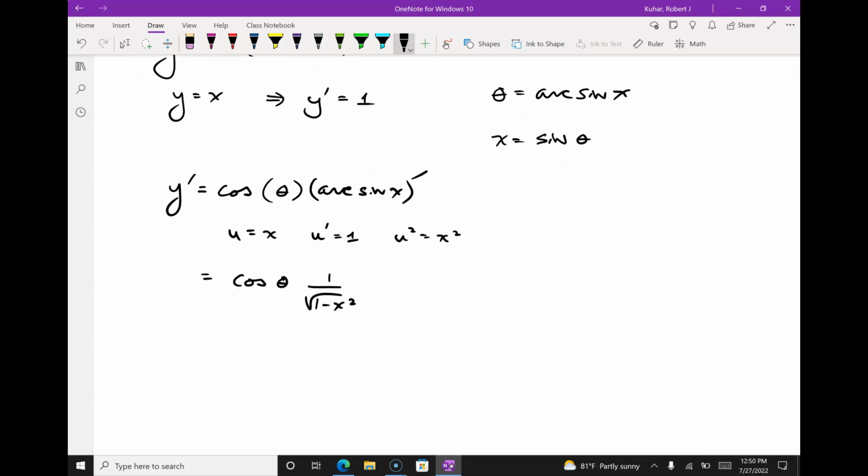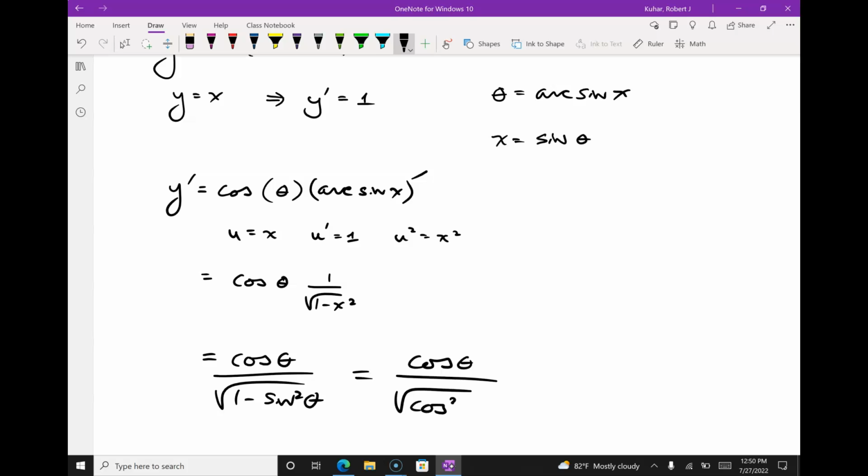Okay, so now look at what I have. Cos of theta over square root of 1 minus sine squared theta. What is 1 minus sine squared theta? Yeah, it's cos squared, right? Square root of cos squared theta. And so that's cos of theta over cos of theta, which is 1. So know the process. Do the process, right?